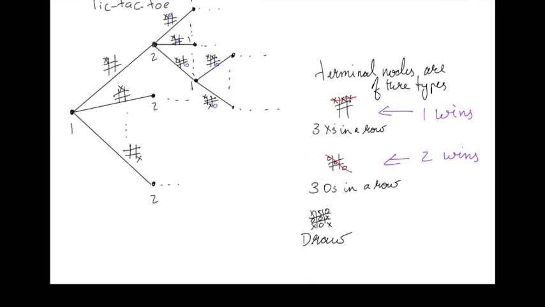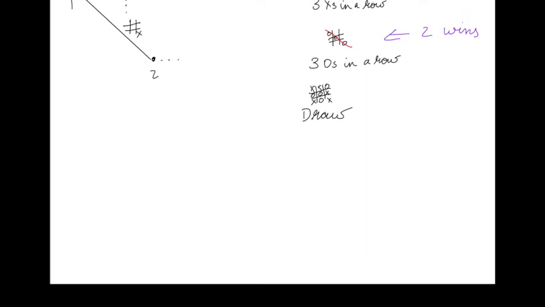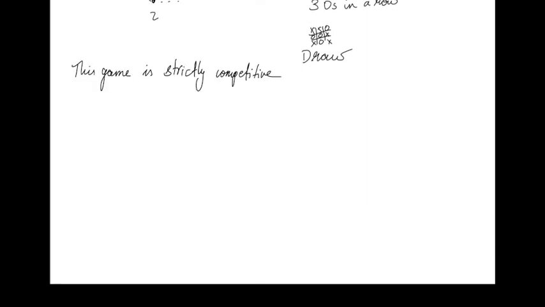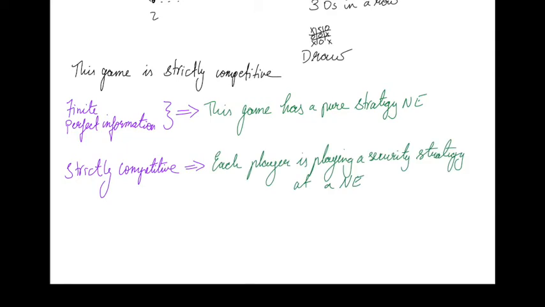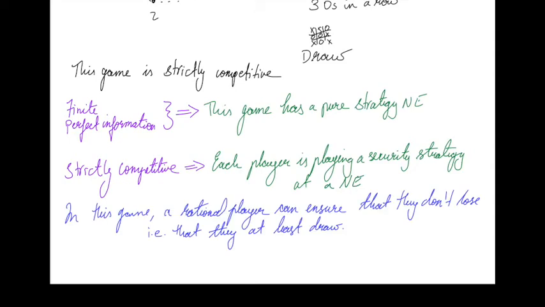So what can we say about this game, given what we've learned about such games previously? Because this game is a finite, extensive form game of perfect information, we know that by backwards induction we can always find a pure strategy Nash equilibrium. We also know that it's strictly competitive. Since it's strictly competitive, each player has to be playing a security strategy at that Nash equilibrium. It's not hard to see, if you've played this game, that if you're paying attention, you can always ensure that you don't lose. In other words, you can always ensure that you at least draw. And that means that the security strategy ensures that you at least draw.